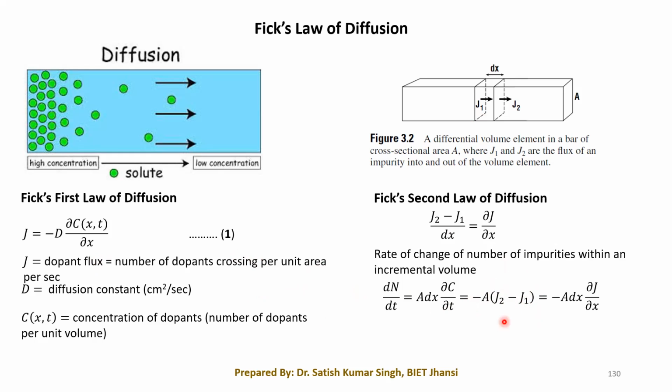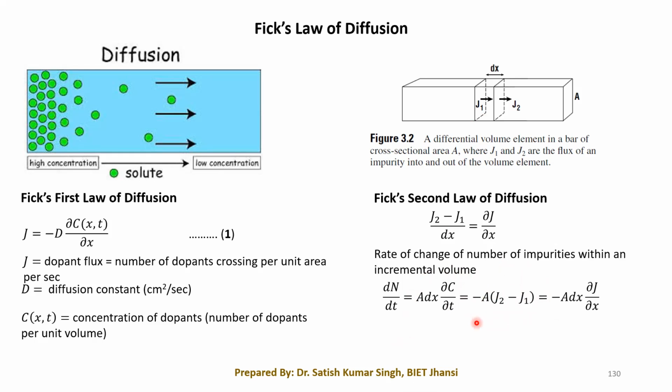So the change in the number of dopants crossing per unit area per second, if you multiply it with the area, you will get the rate of net change of the number of impurities per second. Whatever you calculate by this equation, the same thing you can calculate with this particular equation.